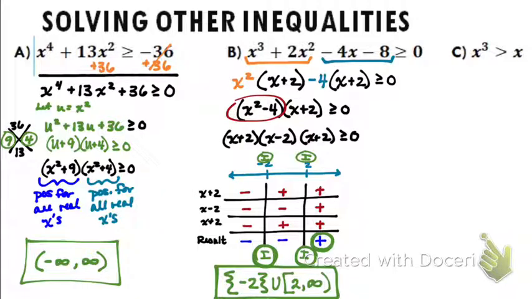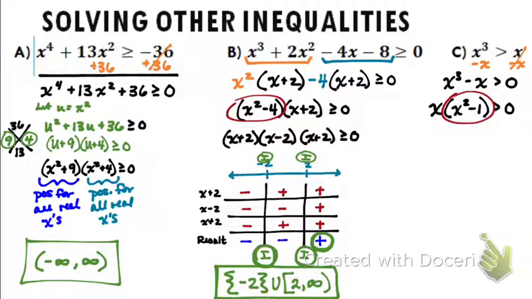Last one. I'm going to subtract x from both sides so that I have x cubed minus x is greater than 0. Can I take anything out of that? X. I can take an x out. So this is going to be x and then x squared minus 1. Does anything factor more? X squared minus 1 factors more. So I have x times x plus 1 times x minus 1 is greater than 0.